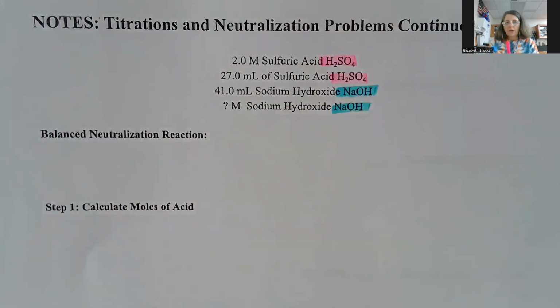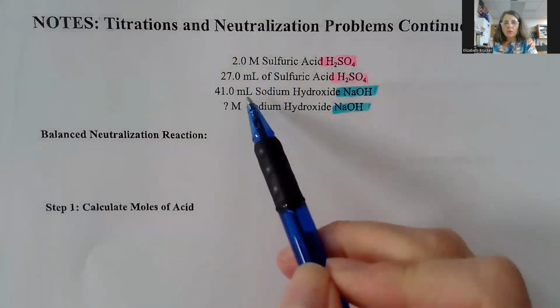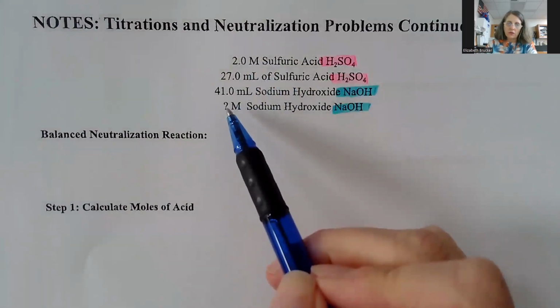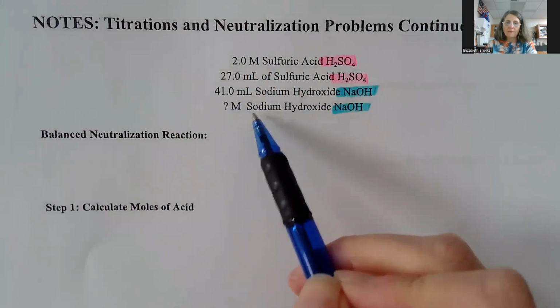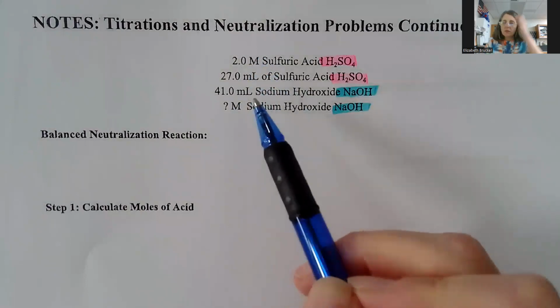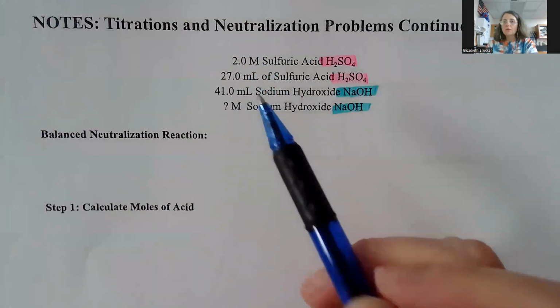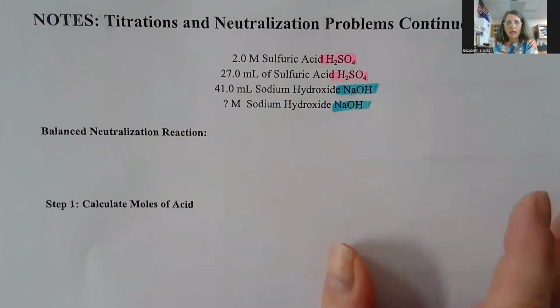Okay. For each one of these types of problems, you're going to be given 3 bits of information and 1 bit of information you're trying to solve for. So in this case, our unknown is the molarity of sodium hydroxide. So sulfuric acid is reacting with sodium hydroxide. So the first thing you must do is write a balanced chemical equation.